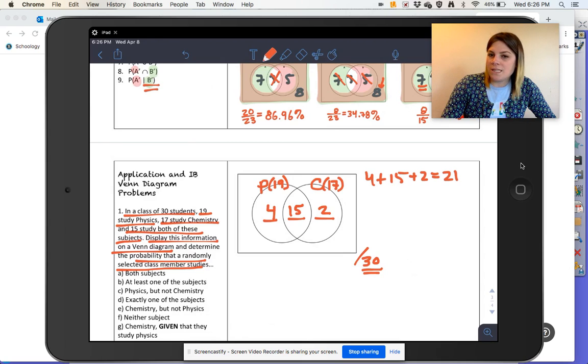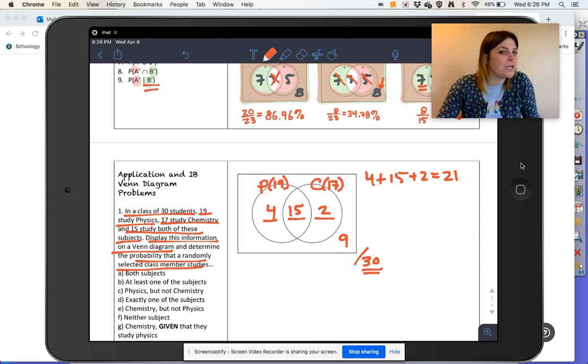So what does that mean? That means that there are still a bunch of people who haven't been accounted for, and that's because they're the people out here. They're the people not taking chemistry or physics. They're taking something else. Maybe they're taking bio, or anatomy, or fashion tech, or something that interests them a little more than science. Okay, so you can always double check and add up 4, 15, 2, and 9. Make sure it adds up to 30.